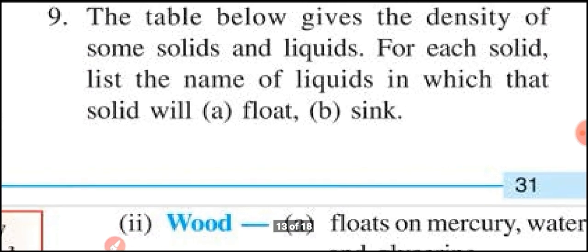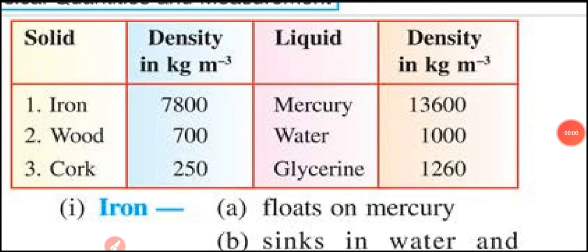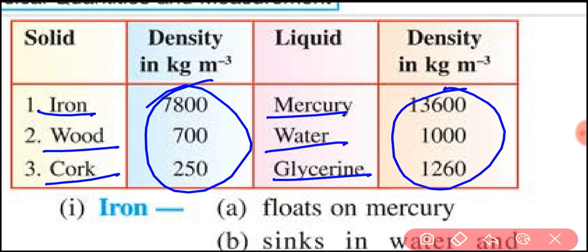Now, question number 9. The table below gives the density of some solids and liquids. For each solid, list the name of liquids in which that solid will A. float or B. sink. So, students, the table is given here. For each and every substance, density is also given in kilogram per meter cube. Liquids are mercury, water and glycerin; solids are iron, wood and cork. Whether it will sink or float, that is the question.